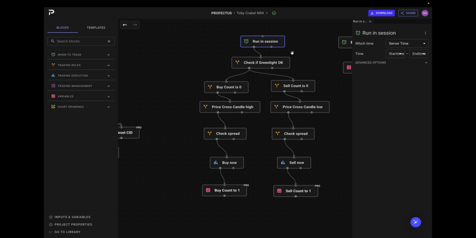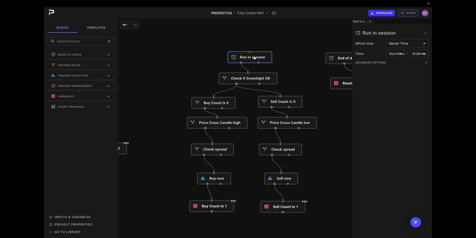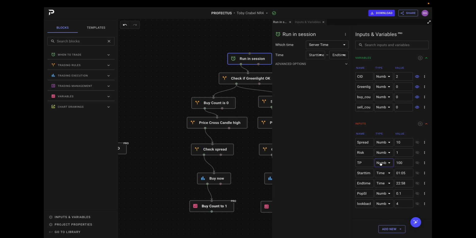For now, run in session. Between certain sessions, we want to check the next blocks. So again, this block is activated every price movement, but then the run in session block allows it during certain sessions. Our start time is 1 and then until 11 mostly.